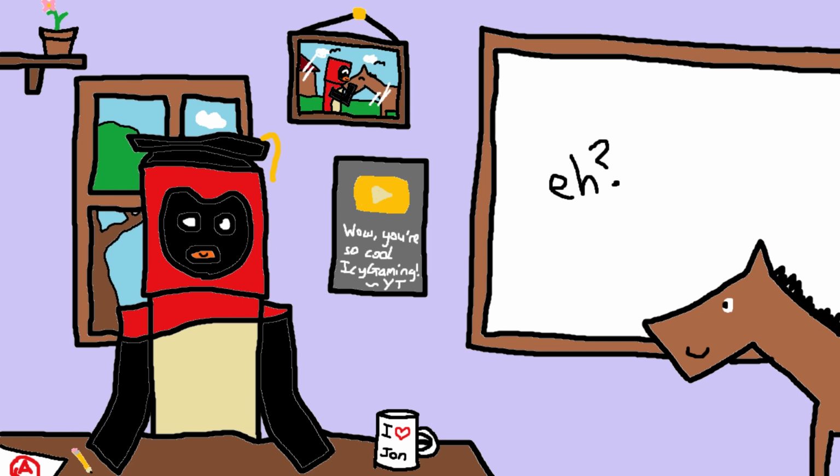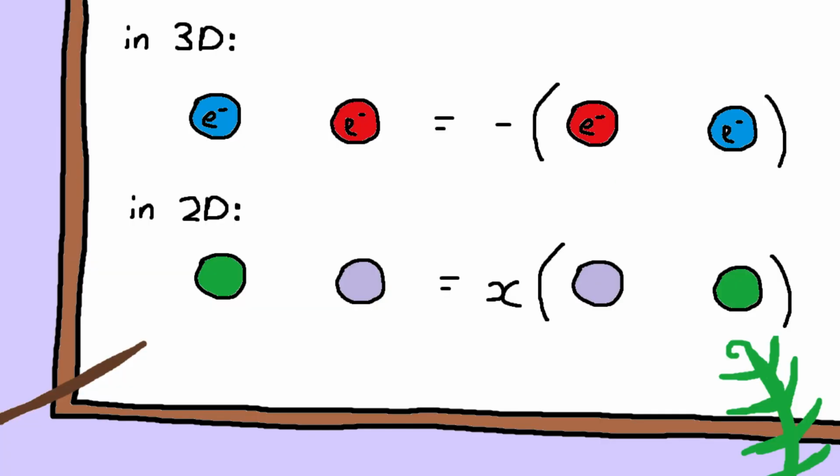We'll look in 3D to get a better feeling first. Since a double exchange leaves the system the same, or multiplying by 1, a single exchange must multiply it by plus or minus 1, because that's the square root.